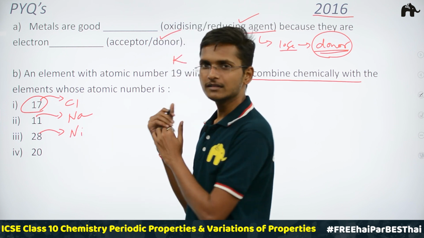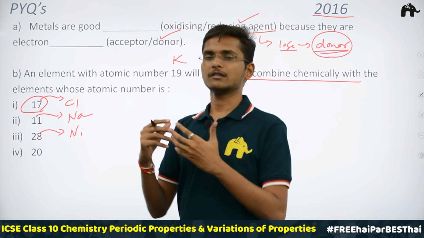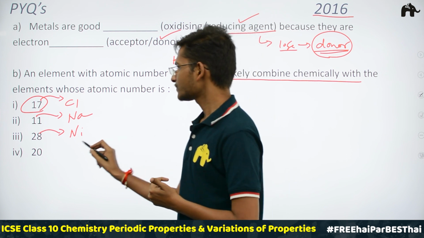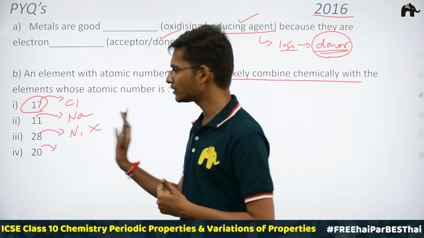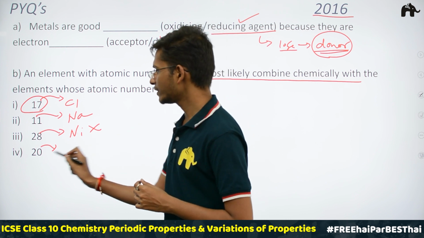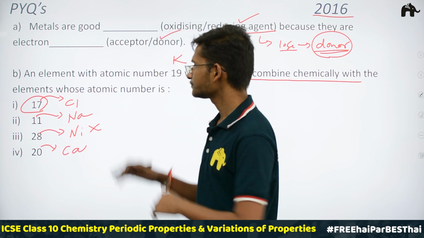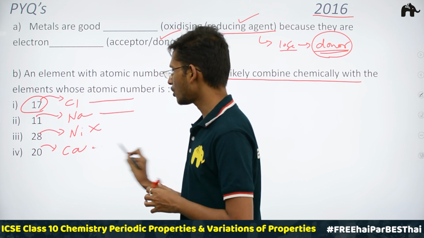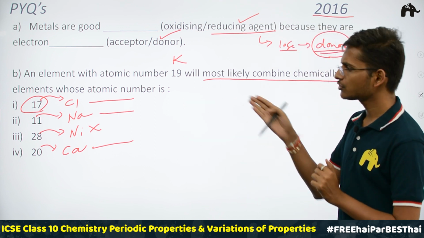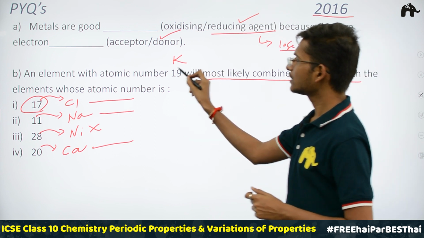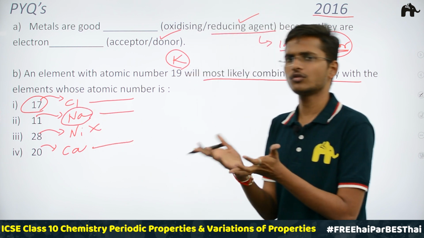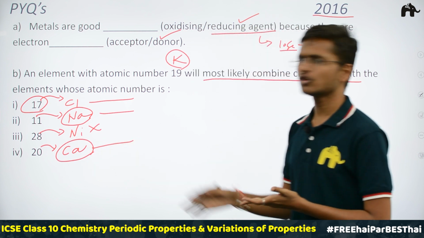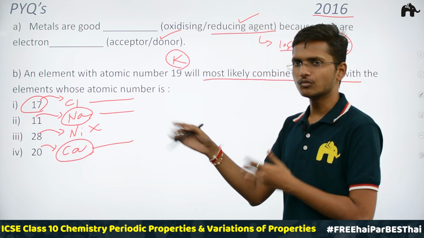After 20 we should be exposed to the entire periodic table, but no need to worry about the elements beyond calcium. So this is out of question, it won't be our answer. Then 20 is our calcium. So now the options are chlorine, sodium or calcium. From these three we have to choose. Now sodium and potassium are in the same group, so it won't react with it. They have the same characteristics. Calcium is an alkaline earth metal, so it won't most likely react with calcium.